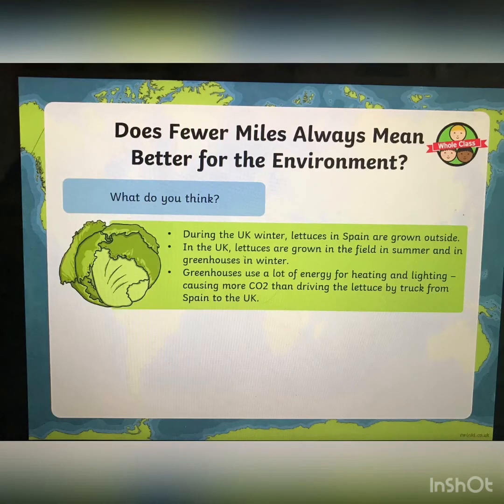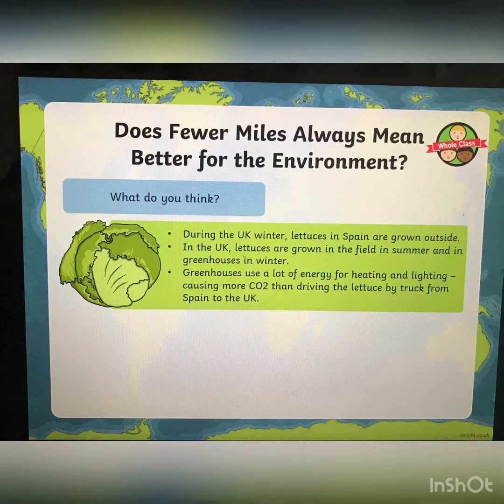So this is the problem. If lettuce is to be grown in the UK in the summertime, you need to use a greenhouse. Those greenhouses use a lot of energy for heating and lighting, which is causing CO2 to be in the atmosphere. But Spain can grow their lettuce outside. No CO2 emissions from heating and lighting. So the only CO2 comes from the transportation that the lettuce takes from Spain to the UK.